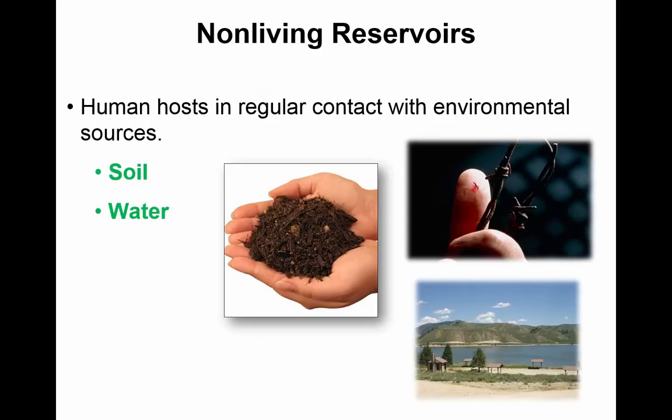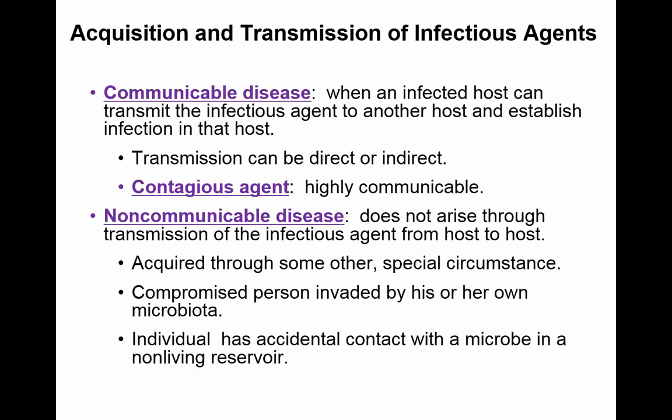Then we have the non-living reservoirs, and of course we come in contact with soil and water all the time, and we know that there are a lot of microbes that are in the soil and water. Some other vocab terms: whether a disease is communicable, can the infected host transmit it to another host so that it gets infected, or is it non-communicable? Is it acquired through some other way? Accidental contact, like maybe you use a towel in the restroom that has a microbe on it and it causes you to have problems and get sick.